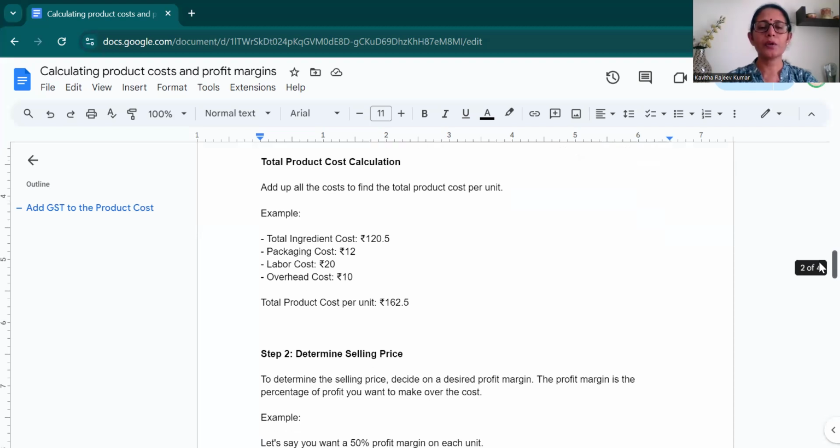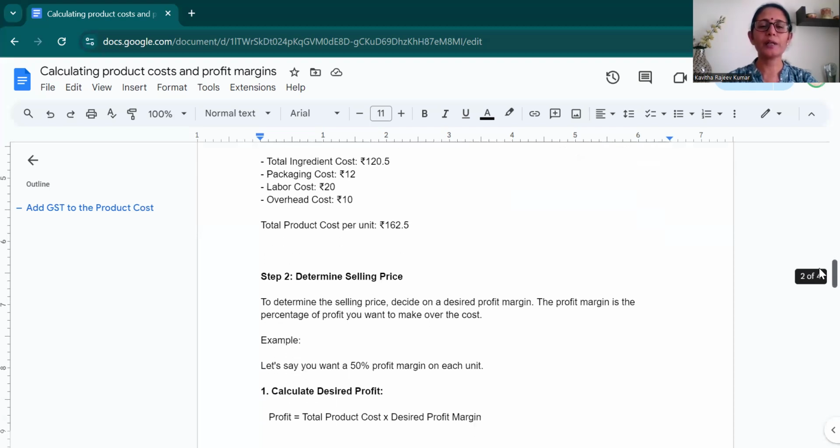Now that is not over. Now you have to move on to the selling price. How will you determine the selling price? Before you decide the selling price, you have to decide on your profit margin. How much profit margin you want to take out of this business? Is it 50 percentage? Is it 35 percentage, 30 percentage, 100 percentage, 200 percentage? You have to decide how much profit margin you want out of this.